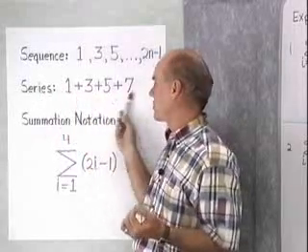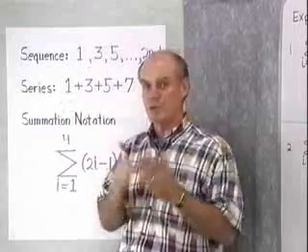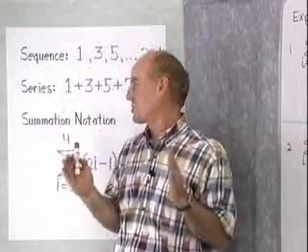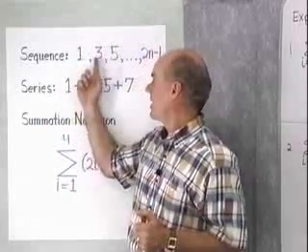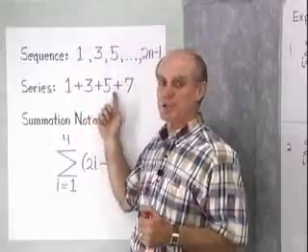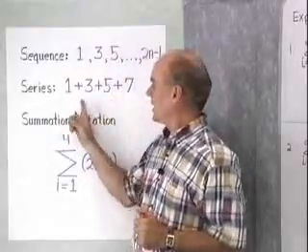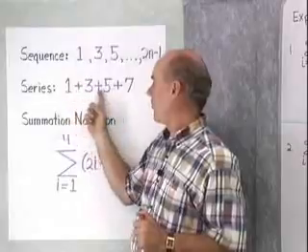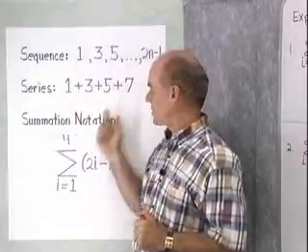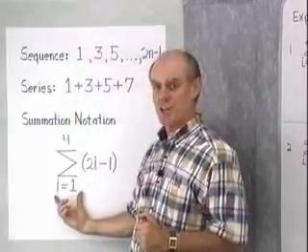Now, most of the series that we are going to work with will just be a finite sum of some sequence terms. But in any case, when I take a sequence and I add the terms together, what I get is called a series. Now, in this case, I'm adding the first 4 odd numbers in this series. I have this notation that stands for that.